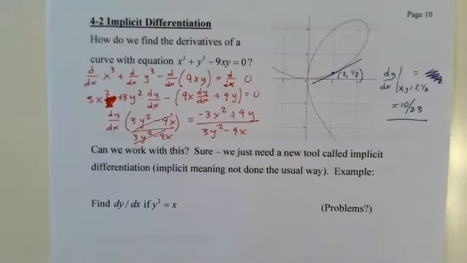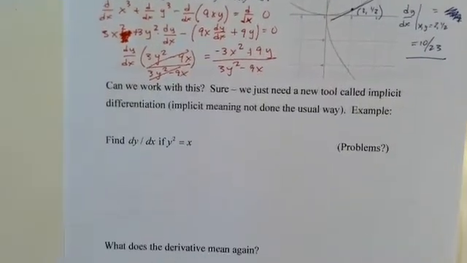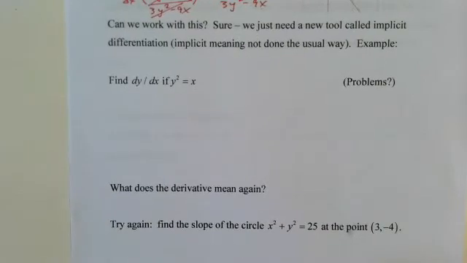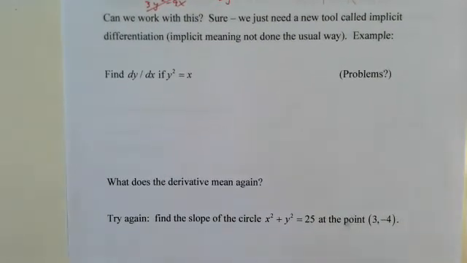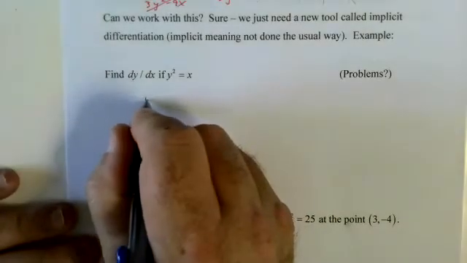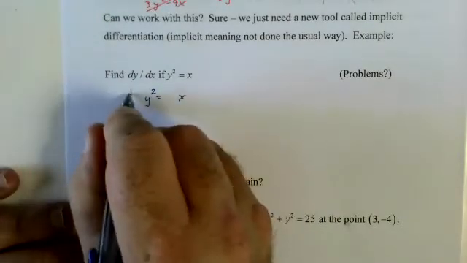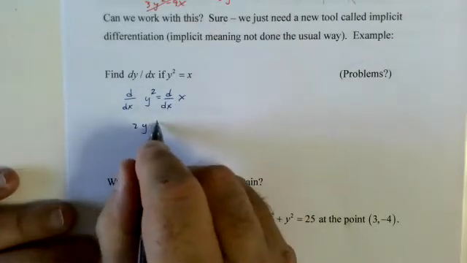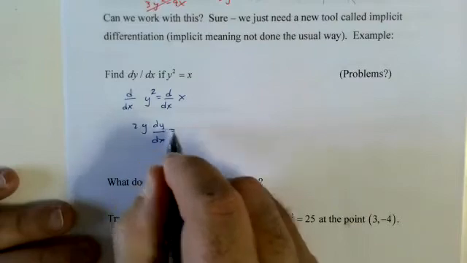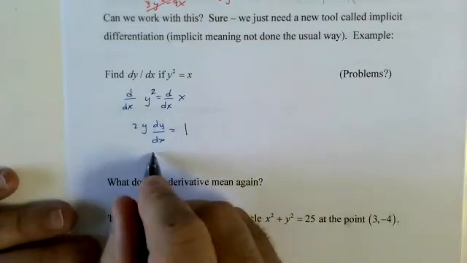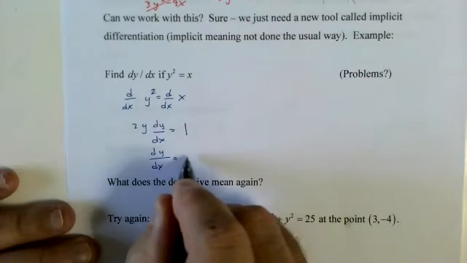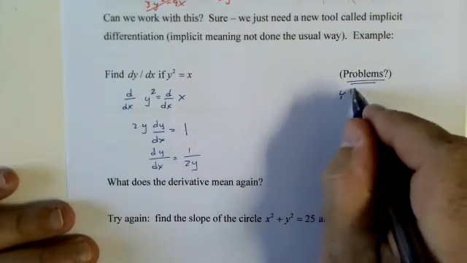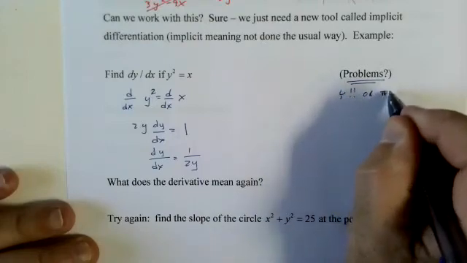Just kind of interesting. There's some crazy math going on here. This is called implicit differentiation. Implicit just means not done the usual way. I looked it up, thought there'd be some really fascinating story, but there isn't. So y squared equals x, and we apply our d/dx on both sides. 2y dy/dx equals 1. dy/dx equals 1 over 2y.